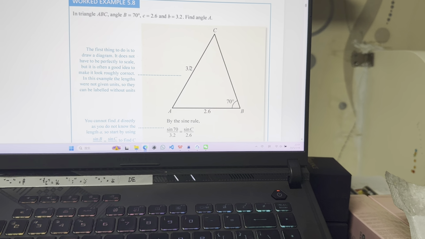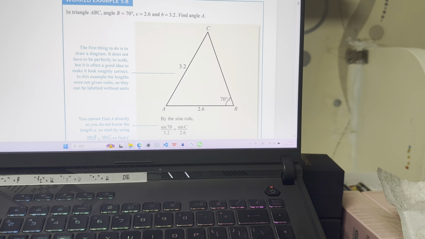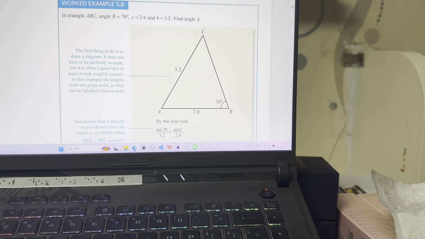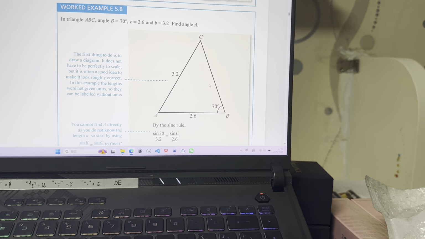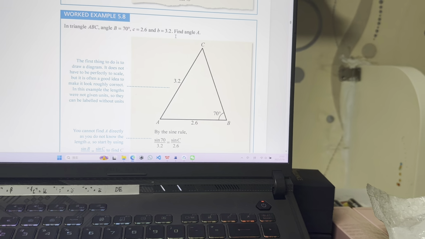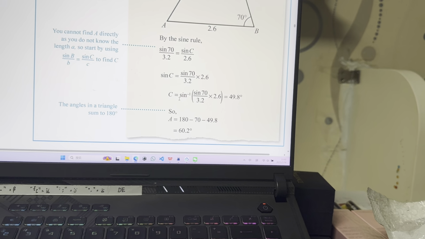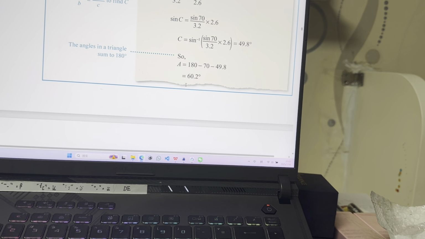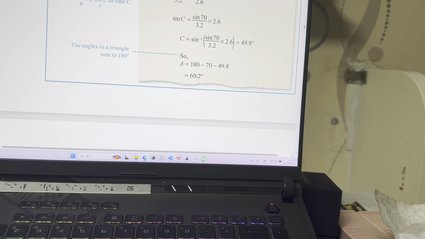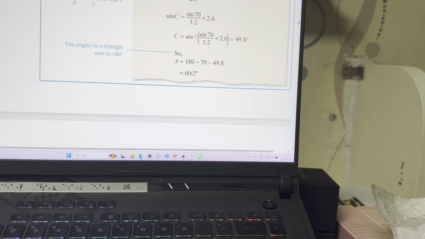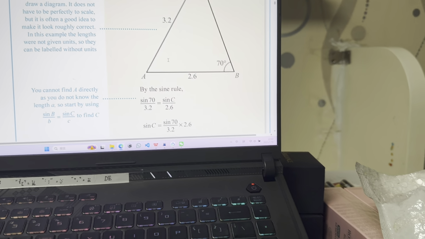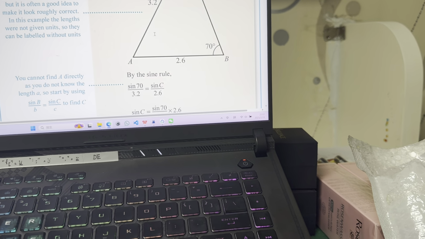For this one it is the same, but this time we know two sides and one angle, which is the angle opposite one of the sides. Then we can still use the sine rule. We do the same thing. Then we put all the information in the calculator. Then we know it's 60.2.